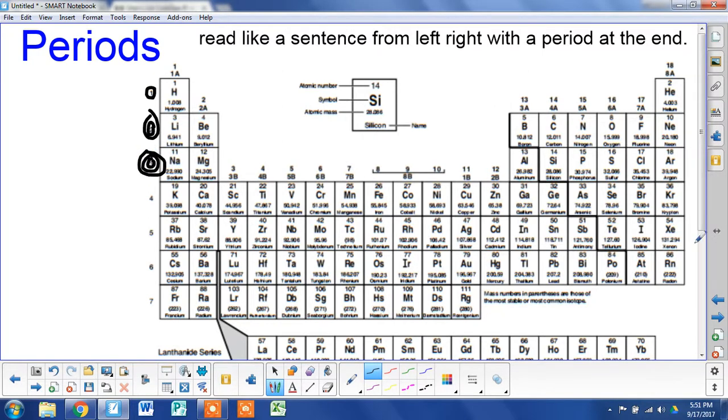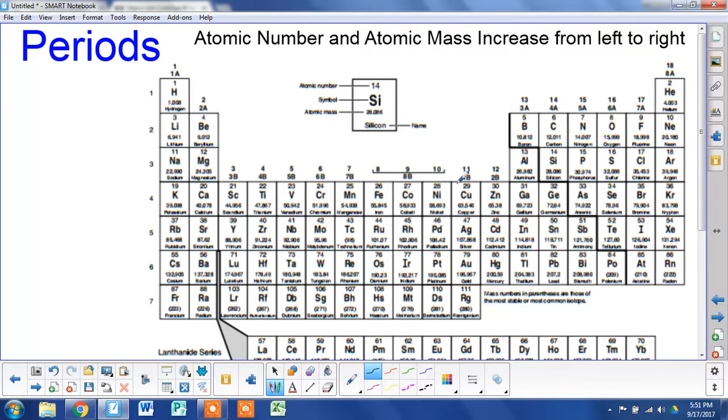All right, another thing about periods is that my atomic number and atomic mass increase from left to right. So if I start at number 1 and I go from left to right, I see hydrogen has an atomic number of 1 and a mass of 1. And if I keep moving from left to right, I see helium has 2 and an atomic mass of 4. So my atomic numbers and atomic masses keep increasing from left to right.